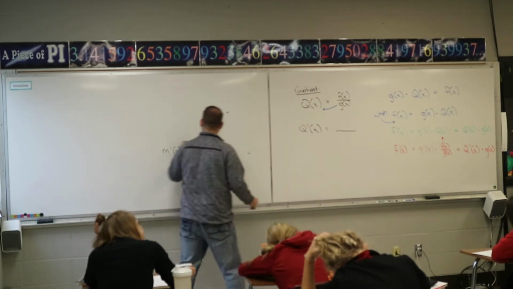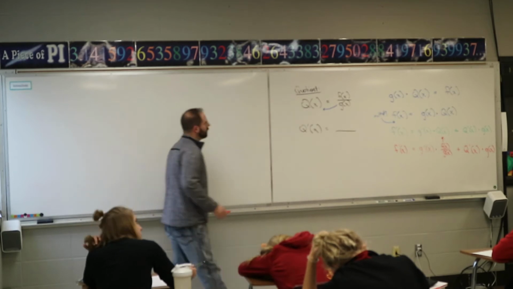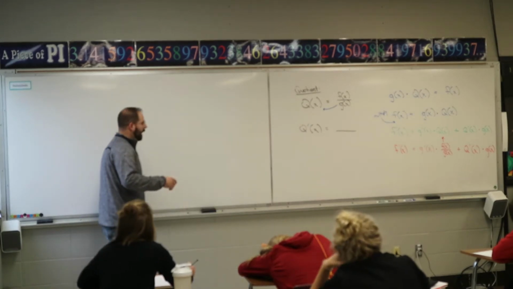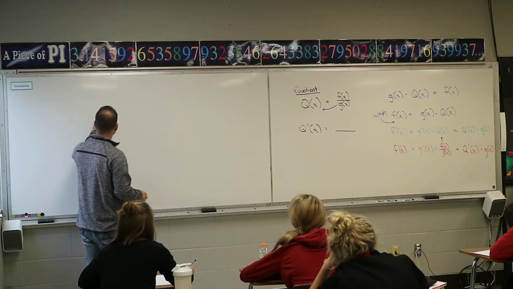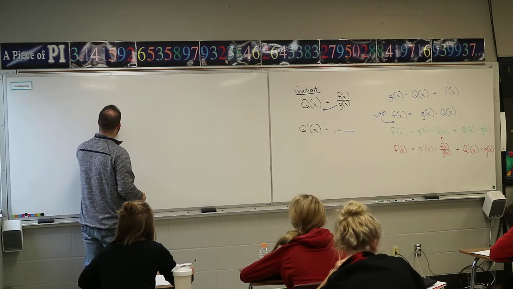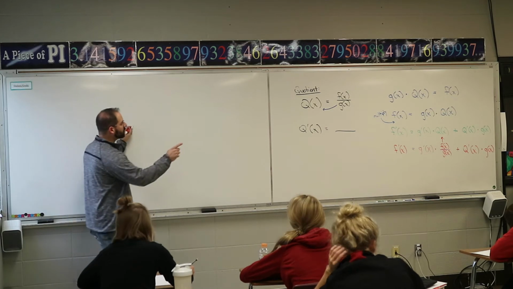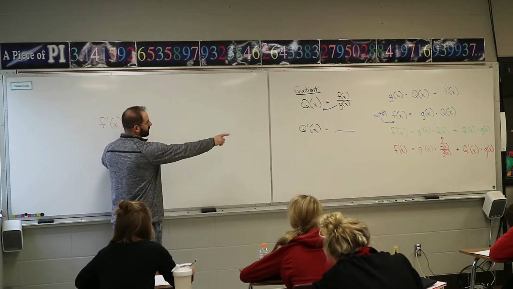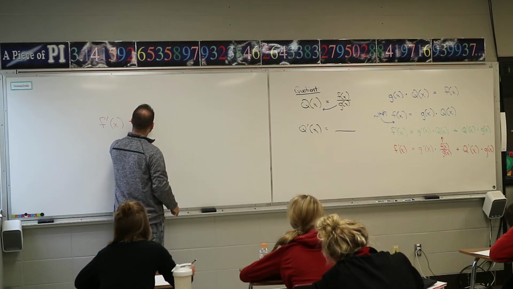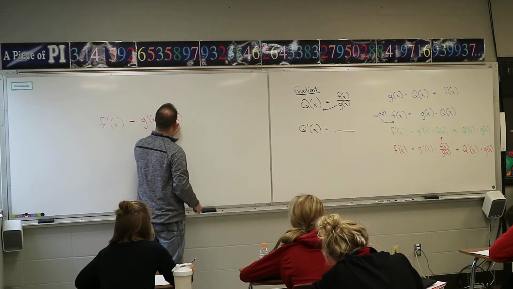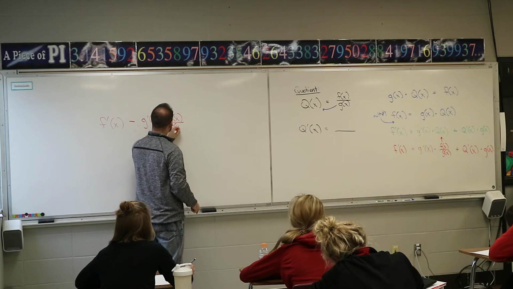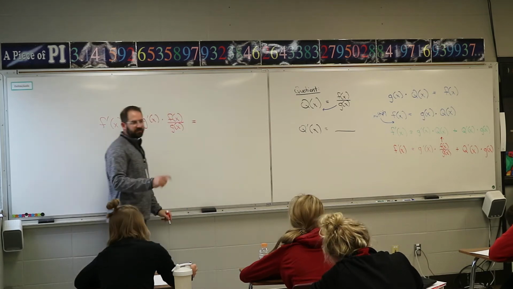Alright, I'm going to use this side of the board now. I'm going to subtract things over first. With f prime of x, I'm going to subtract over that first thing after the equal sign, the g prime of x times f of x over g of x. So I'm subtracting that across the equal sign first.